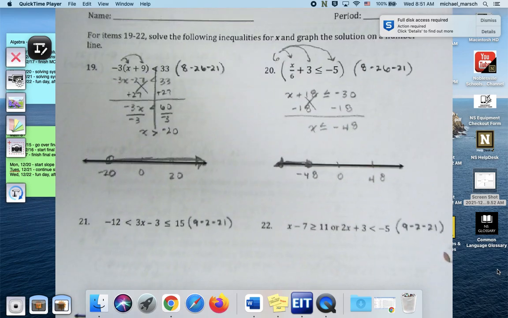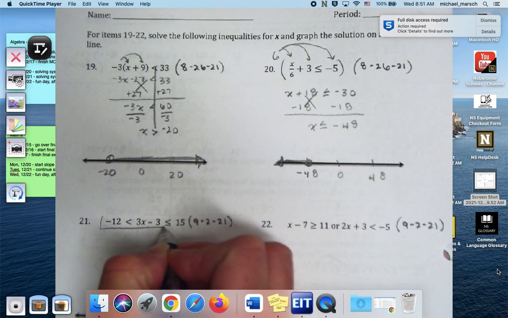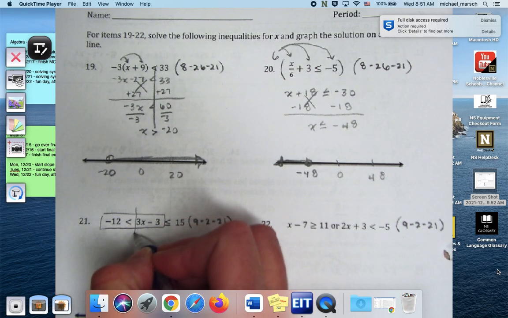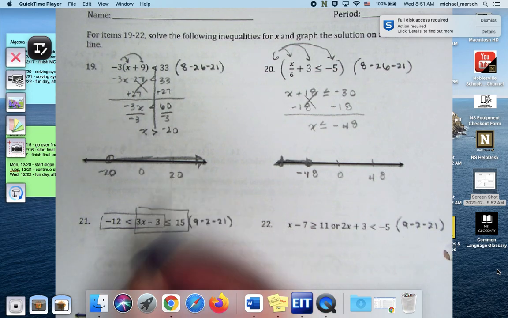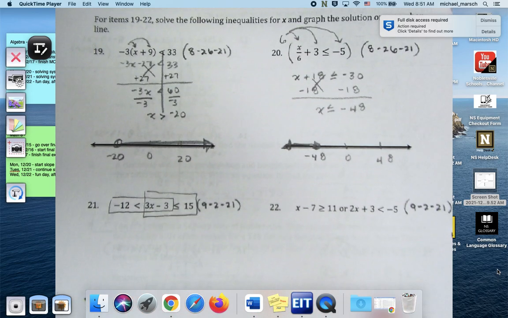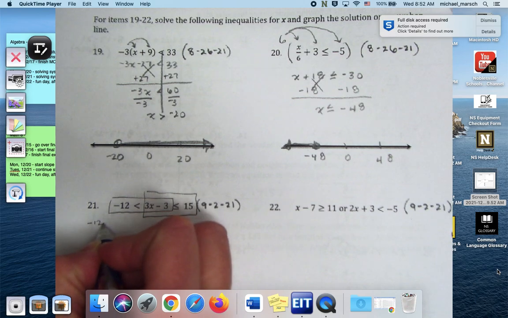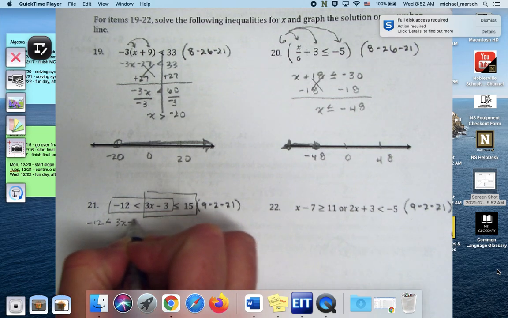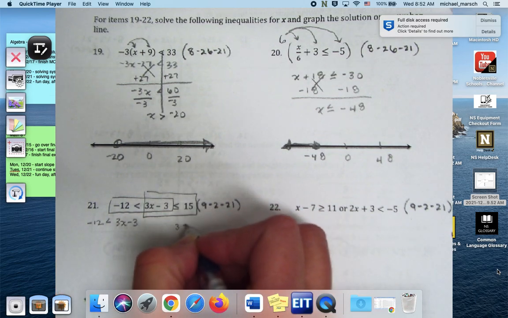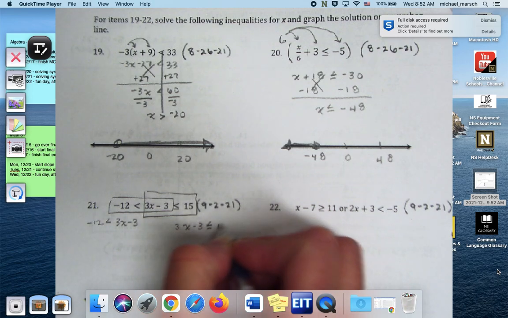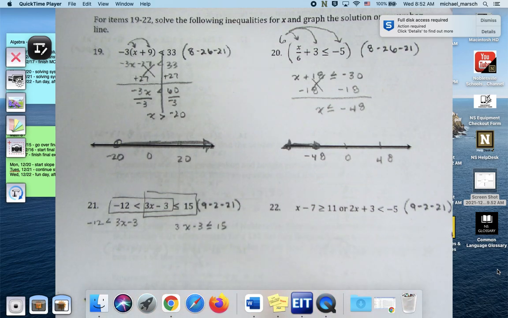Ooh, compound inequalities. So I'm going to put my box. I saw a lot of you come up yesterday and ask me about this, and you had them around, so that's good. You were using your notes. So I have negative 12 is less than 3x minus 3. And then I also have 3x minus 3 is less than or equal to 15. I'm going to solve these separately.